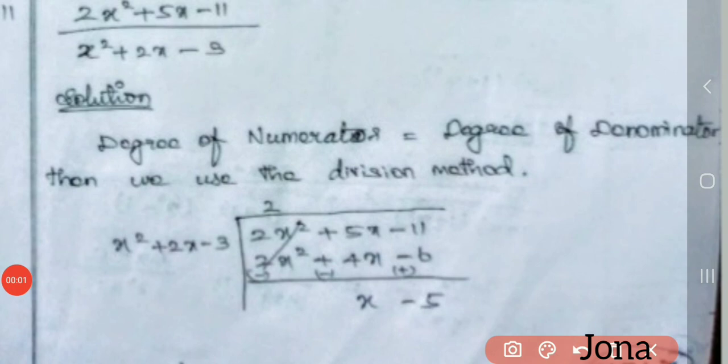11th sum. 2x square plus 5x minus 11 divided by x square plus 2x minus 3. Now look at the degree of the numerator and the denominator, both are the same only. So we have to divide. Okay, divide the polynomial. So that I got the quotient as 2 and the remainder as x minus 5 and the divisor as x squared plus 2x minus 3 here.